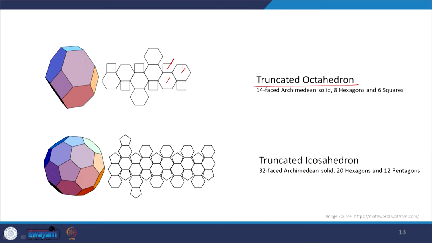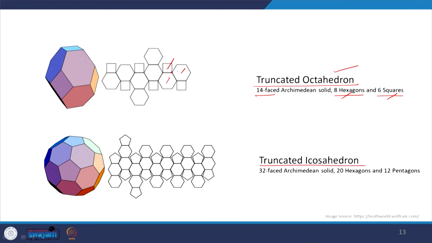At each point, there are a total of 14 faces for this truncated octahedron. 8 are hexagons, 6 are squares, and at each point we are going to get 4 surfaces again. They will be meeting together such that 8 hexagons and 6 squares come together.